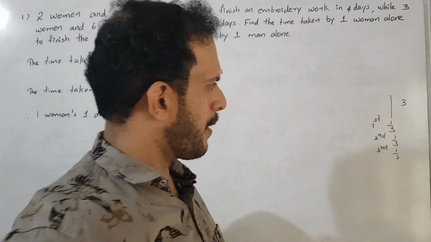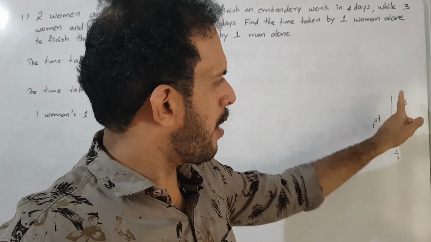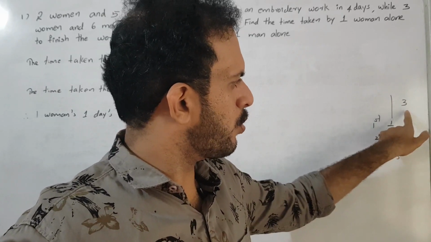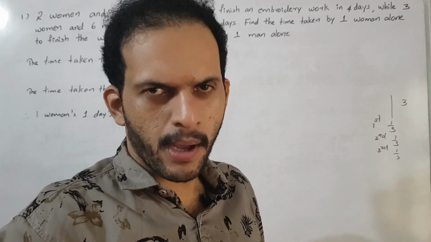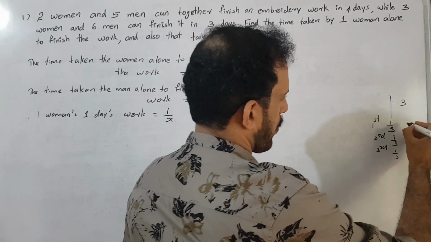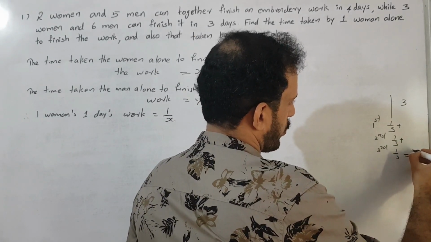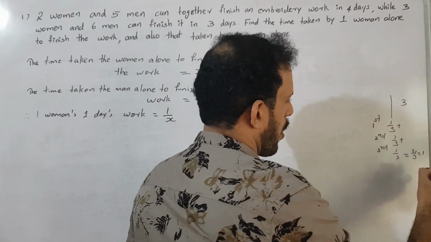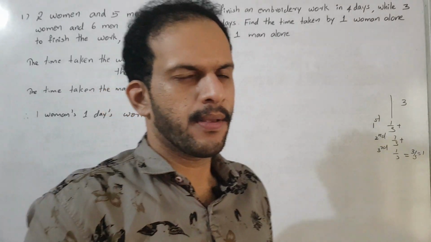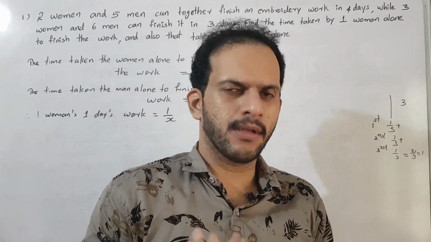Correct? 1/3 part. എല്ലാ ദിവസവും എത്ര ചെയ്യും? ആകെ എടുത്ത ദിവസം 3 ആണെങ്കിൽ എല്ലാ ദിവസവും അതിന്റെ ഓരോ പാർട്ട് ചെയ്യും. So the total is 1/3 plus 1/3 plus 1/3 is equal to 3/3. 3/3 means 1. 1 is completed. അല്ലെ, 1 എന്ന് പറഞ്ഞാൽ കംപ്ലീറ്റ് ആയി എന്നർത്ഥം.